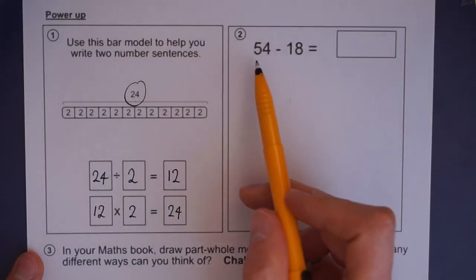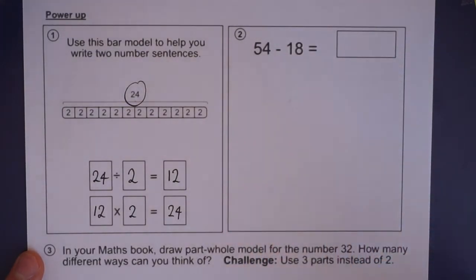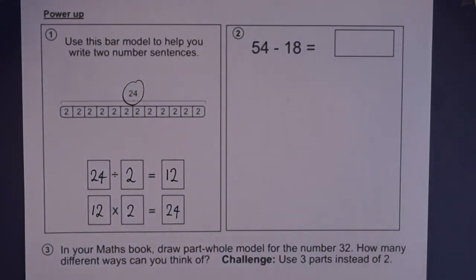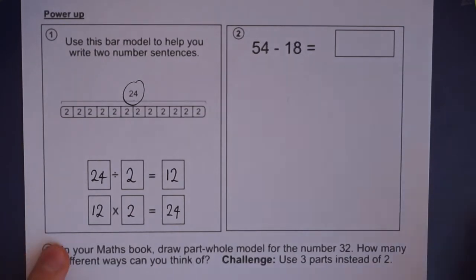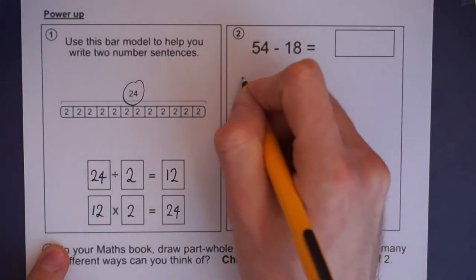So we've got 54 take away 18. Now, there's 2 methods that we've practiced in year 2 for doing subtraction. We've got column subtraction, and we've also got what we call the sticks and dots method. And that's the method that I know a lot of you like and a lot of you use. So that's what I'm going to show you today. So let's start. We've got 54 to start.